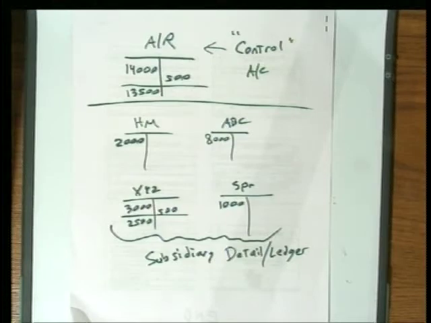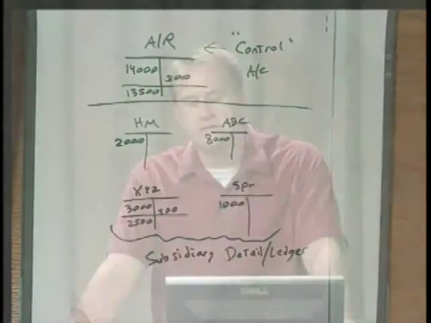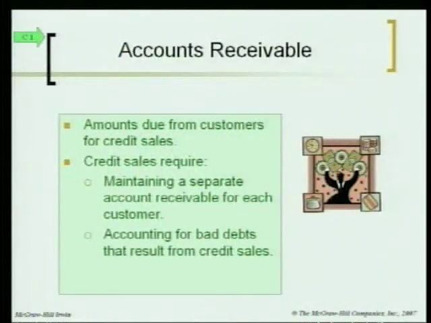Okay? There's a control AP, and then there's a detail subsidiary AP. Okay? So that's the first thing that this is talking about. Okay? Maintaining a separate accounts receivable for each customer. Now, the other thing that we're going to spend a lot of time talking about in this chapter is accounting for bad debts. Now, we're not going to get into that today. Okay?